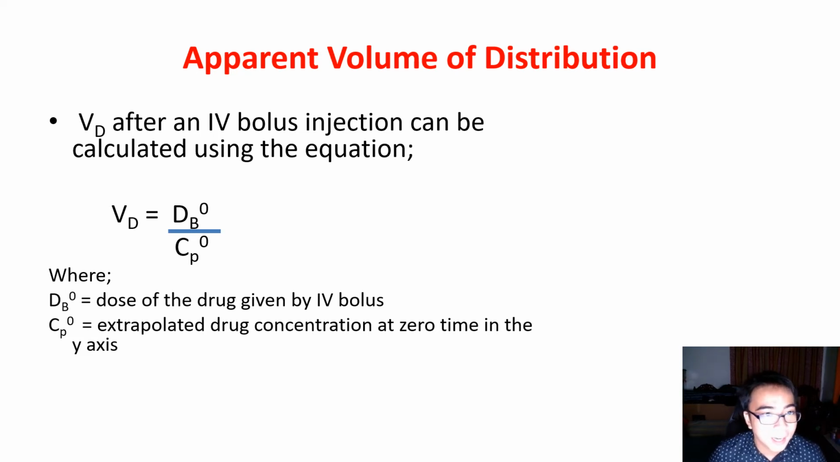So, this is the computation of VD after an IV bolus injection. So, it's simply the dose of the drug given by IV bolus divided by the extrapolated drug concentration at 0 time.